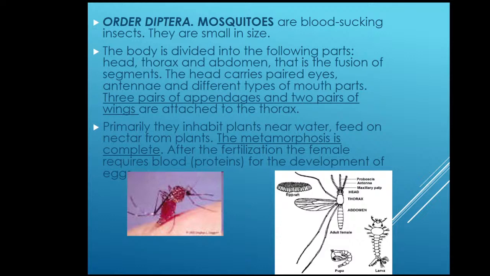The head carries paired compound eyes. Each has antenna and different types of mouth apparatus. Most mosquitoes have a sucking mouth apparatus. The mosquitoes have three pairs of appendages and two pairs of wings, which attach to the thorax.